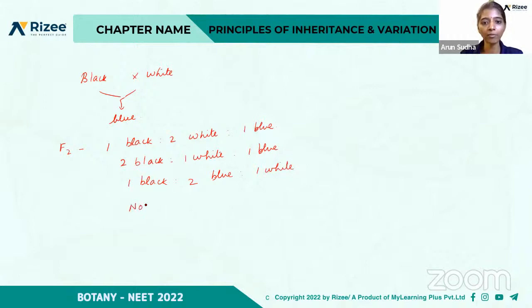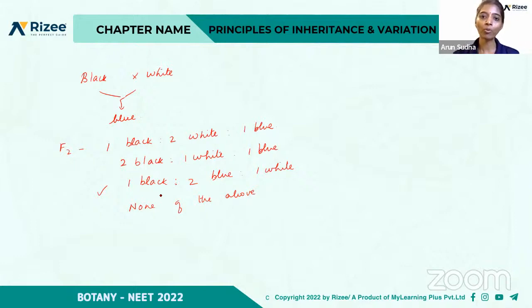So which is the right answer for this? Yes, C is the right answer. Though you know that the ratio is 1:2:1, you have to be clear which one is 1, which one is 2, which one is 1. Okay, so C is the right answer. So I hope you are clear with it, right?